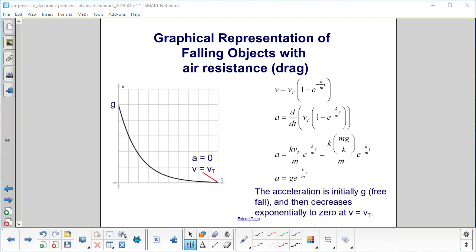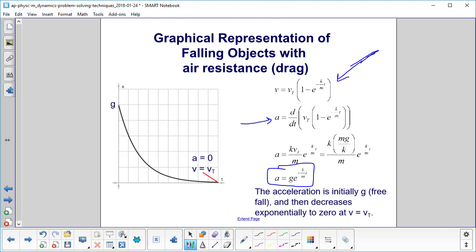To find the acceleration, we need to take the first time derivative of velocity over here. So there's our velocity that we've calculated. Acceleration is d by dt of the velocity. We calculate that out, and we find that the acceleration is g e to the minus k over m t.